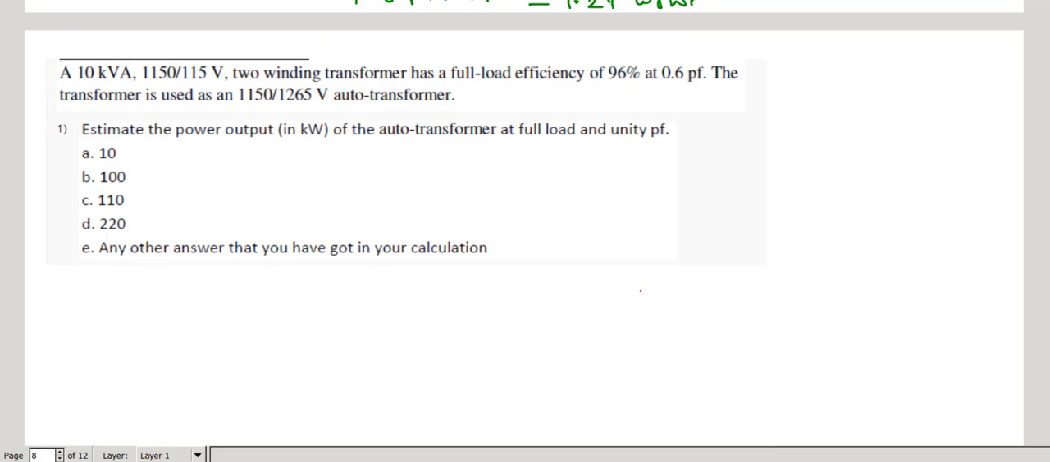A 10 kVA 1150 by 115 two winding transformer has a full load efficiency of 90% at 0.6 power factor. The transformer is used as a 1150 by 1265 auto transformer. Estimate the power output of the auto transformer. So actually how do you do this? What is the two winding transformer rating that is given?